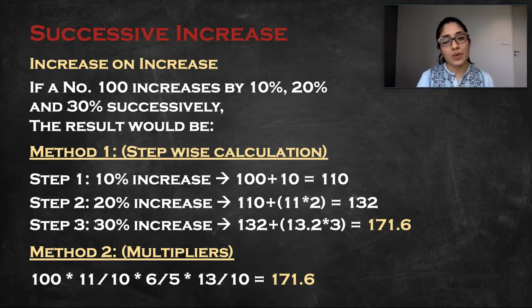So when I multiply all these multipliers to 100 in one step itself, do my cancellations, I still get my answer as 171.6. So depending on the kind of multipliers given and on the kind of numbers given, you can decide which method to adopt in your question.